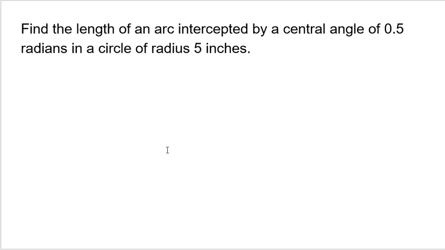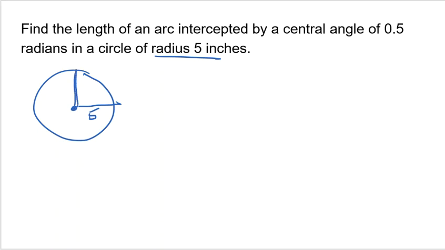Find the length of an arc intercepted by a central angle of 0.5 radians in a circle of radius 5 inches. These problems can be a little bit tricky. I highly recommend drawing a circle. It will always help. So if I draw a circle and it says the radius is 5 inches, I'm going to put a 5 right there. It says find the length of an arc intercepted by a central angle of 0.5 radians. So maybe you don't know where 0.5 radians is. It doesn't even matter if you're right or wrong. You're just trying to draw a picture to get a rough idea.